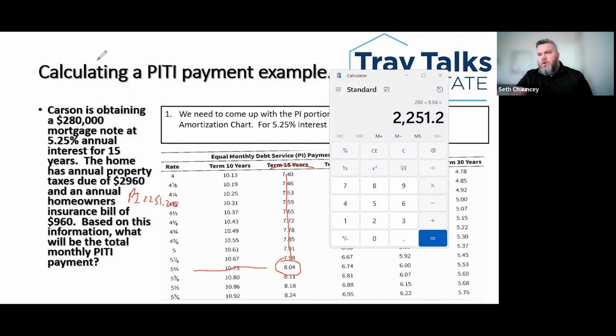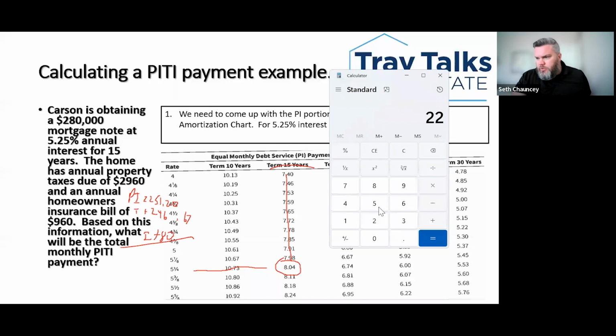2251.20. And then all you have to do is take your yearly tax bill, 29,600 divided by 12. So add in taxes of 246.67, and then same thing for insurance, $960 divided by 12. $80. So there's your I for $80.